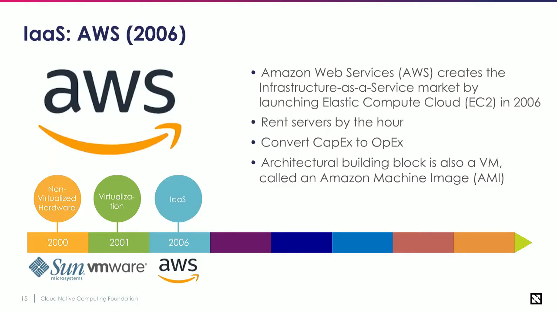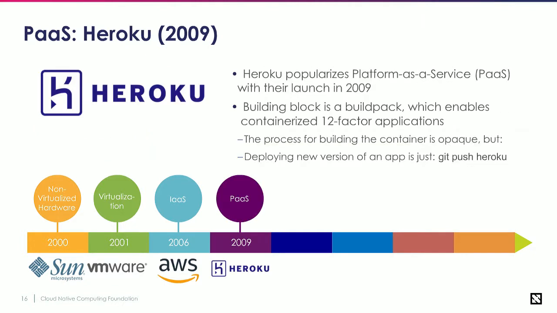So now we go forward to 2006, when Amazon Web Services popularized the infrastructure as a service, or IaaS market, by launching EC2. And this was the really groundbreaking idea that you didn't need to own your servers anymore. You could rent them by the hour. So now, instead of that startup coming to my venture capital firm and saying, well, here's all this money I need for CapEx, that becomes OpEx. But interestingly, although it totally changed the economics, the architectural building block essentially stayed the same. It was still a VM. It was just called an Amazon Machine Image, or AMI.